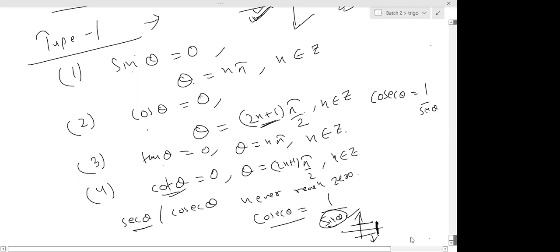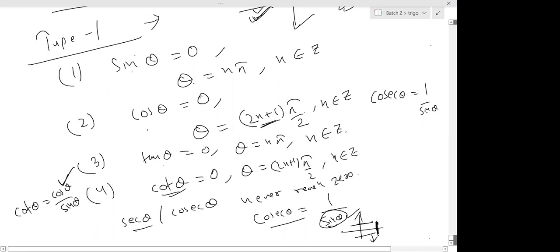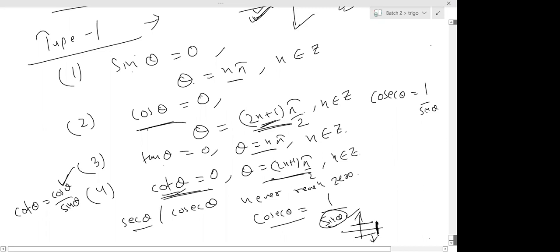How can cot be 0? All right. Cot theta is cos theta upon sine theta. Cos theta can be 0, right? So 0 upon anything is 0. All right. Yes, sir. That is why whenever cos theta is 0, cot theta is also 0. That is why they have the same solution. All right. And same for sine theta and tan theta. Yes, sir. Okay. Noted it down.